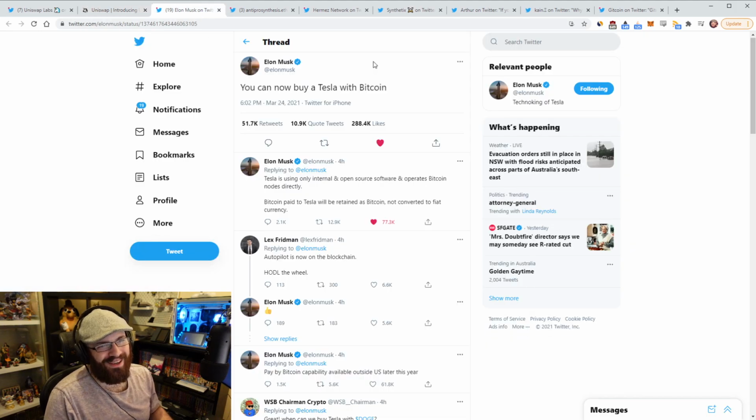So I guess the other biggest piece of news from the last 24 hours was that Elon Musk announced that you can now buy a Tesla with Bitcoin. And not only did he announce this, he said that Tesla is using only internal and open source software and operates Bitcoin nodes directly. Bitcoin paid to Tesla will be retained as Bitcoin, not converted to fiat currency.